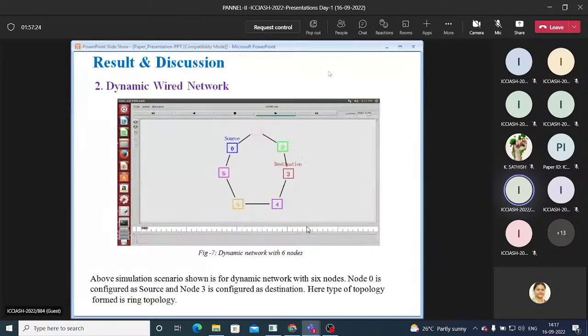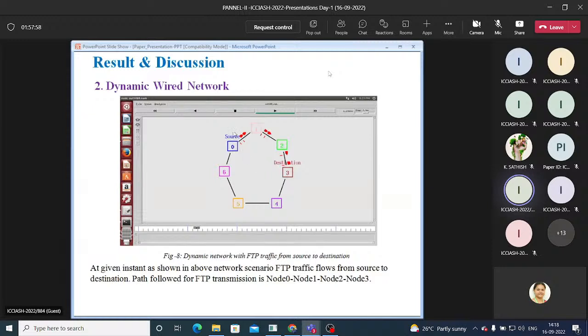Now moving to the dynamic wired network results. Here in the dynamic wired network, we have again used 7 nodes. One node we have configured as a source node, and another node as a destination node. That is, node 0 is our source node, and node 3 is our destination node. A ring type of topology is used here, and the TCP protocol is configured on source 0 and destination 3, and the type of traffic used is FTP. Source 0 sends the traffic or packets to destination 3 via nodes 1 and 2.